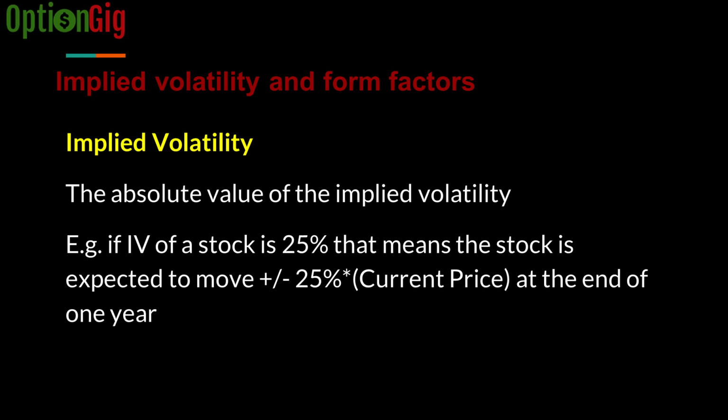Okay, I'll repeat. Hopefully it makes it clear. If the implied volatility of a stock is 25%, that means the stock is expected to move either up or down 25% of the current price at the end of 1 year. This is an implied volatility. It is expected to move.